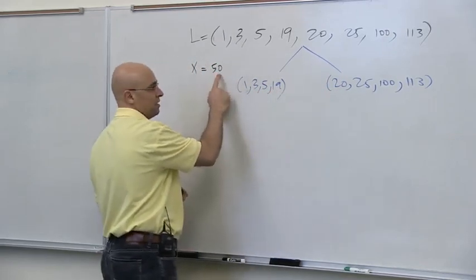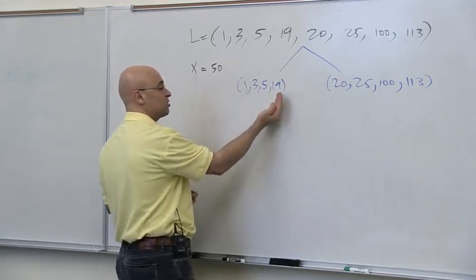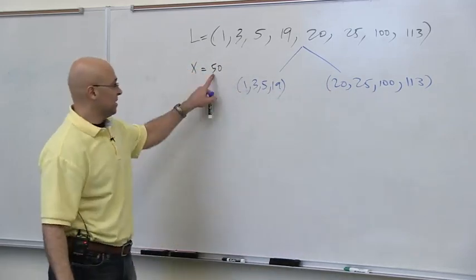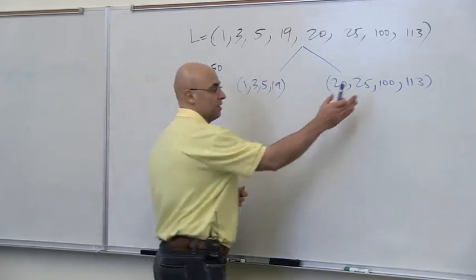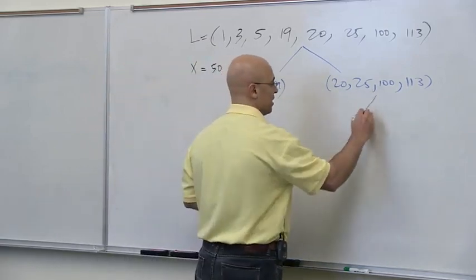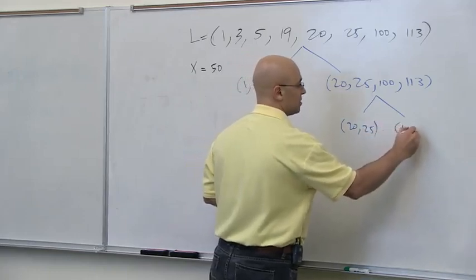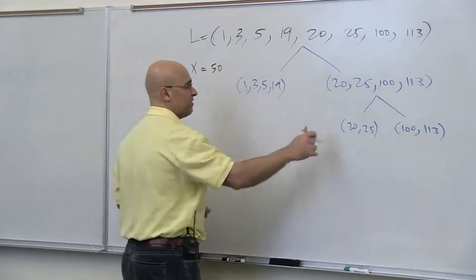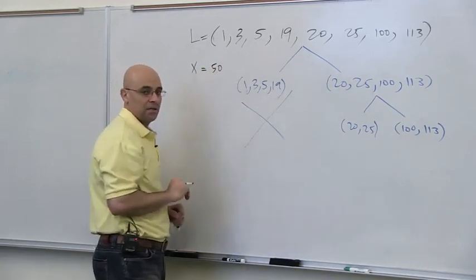So I need to look at 50 and say, is it bigger or smaller than these two numbers? I know that 50 is bigger than 19, so 50 cannot be here. It has to be on this side. I come to this one, and I divide it into two halves: 20, 25, 100, 113. Unlike merge sort, when I went to this half, I am done with this, and I will kill this branch of the tree.